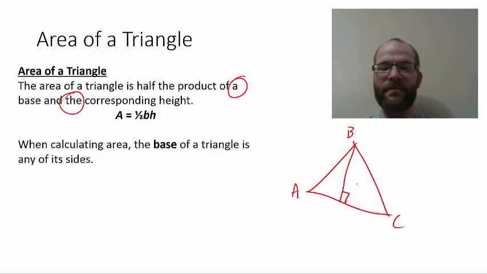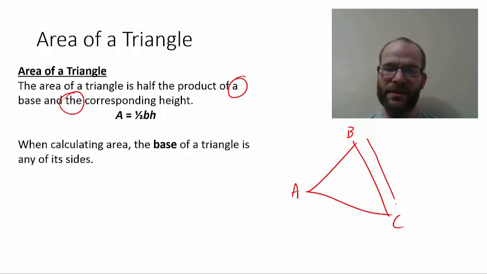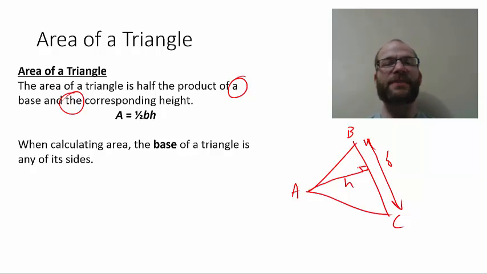So if I'm going with AC as the base, then this segment, which I'll put a variable h, is the height. If instead we decide to use AB as the base, then this segment from C down to AB is the height. Finally, we could use segment BC as the base, and if we did that, then this segment would be the height. So once you choose a base, you have to find the corresponding height in order to calculate the area of a triangle.